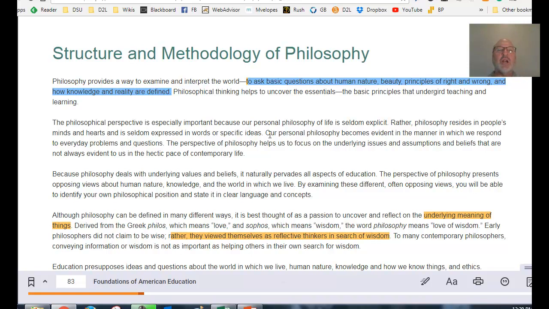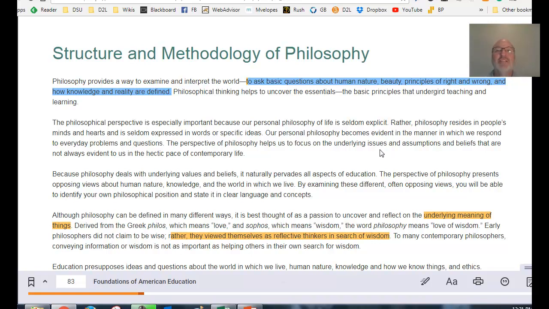We'll start out with the structure and methodology of philosophy. How does that sound? If you had any philosophy, if you had some of this you may have heard in psychology. If you had ed psychology, educational psychology, you should have heard some of this. So I'm going to approach it, though, as this is your first flyover on philosophy of education. Philosophy provides a way to examine and interpret the world, to ask basic questions about human nature, beauty, principles of right and wrong, and how knowledge and reality are defined.